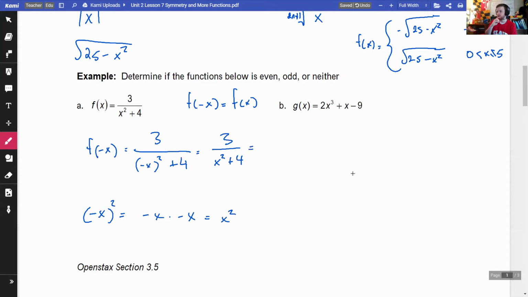And then we got 3 over x squared plus 4. And what is that? I think that looks like our original f of x. So which one is that? Is that even or odd? So f of negative x is equal to f of x. When we plug in the opposite value, we get the same value. That's going to be even, right? Yeah, we're going to be symmetric across the y-axis, the line x equals 0.